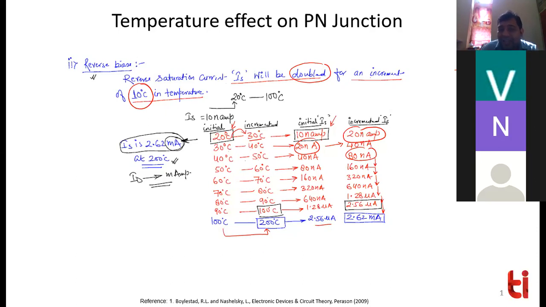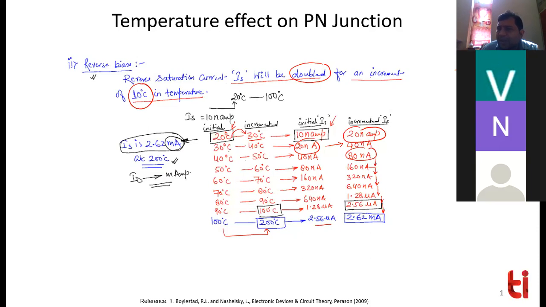So with a 10 degree Celsius increase in temperature, the reverse saturation current doubles. Okay, remember, it's the reverse saturation current. It's not the diode current in the forward direction. We are talking here only about the reverse saturation current, which becomes double. How have people calculated this? That is a different story.